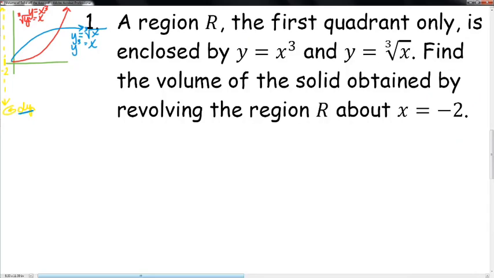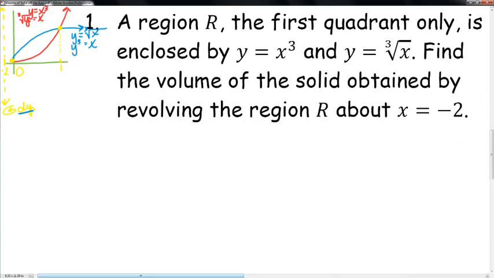The next thing we need to find out is where in the world these two intersect. Well, you probably can do a quick estimate. You know that they both go through the origin, just from the graph and knowing the two graphs. The other place they intersect is if I take the cube root of 1, I still get 1. If I cube 1, I also get 1. And so the other point of intersection is 1.